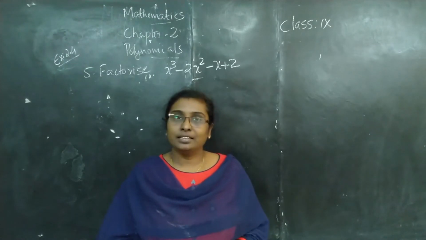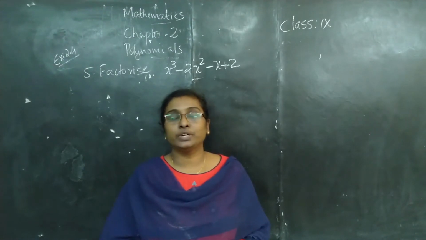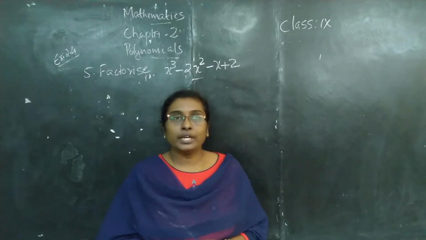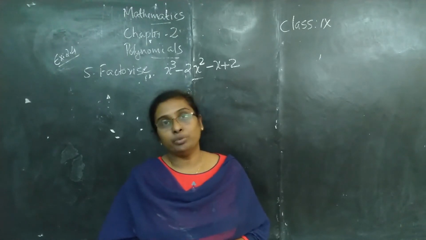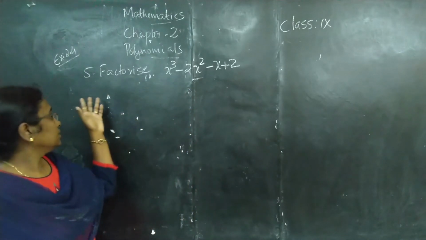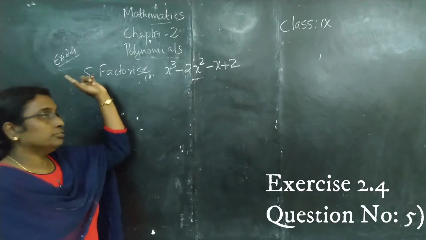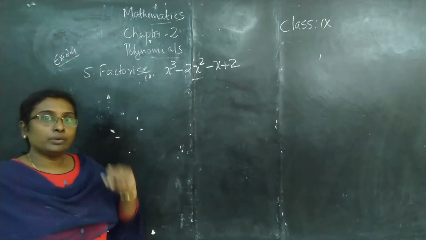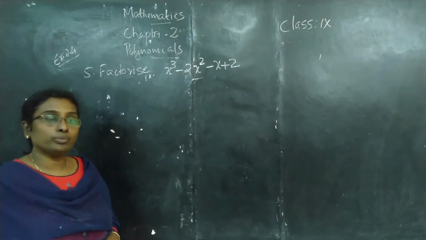In the last class, we studied the factorization of a quadratic polynomial, isn't it? Now we are going to study the factorization of a cubic polynomial. This is the first question from exercise 2.4. The degree of this polynomial is 3, so this is a cubic polynomial.